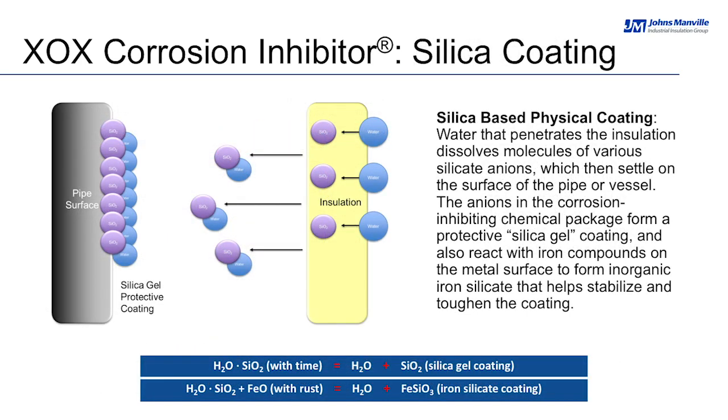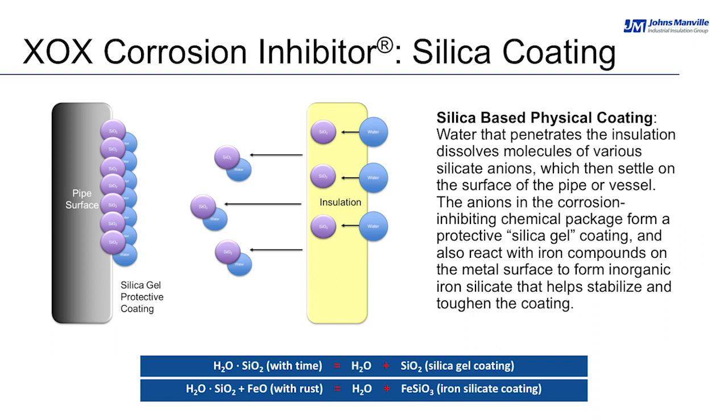So the second mechanism that we will discuss is the formation of a silica-based surface coating. This occurs when water makes its way through the insulation and pulls with it the silicate anions in the insulation, leaving them on the pipe surface. And this creates a silica gel-based coating on the surface of the pipe. Over time, those silicate anions on the pipe surface can also react with iron compounds on the pipe surface to create an iron silicate coating.